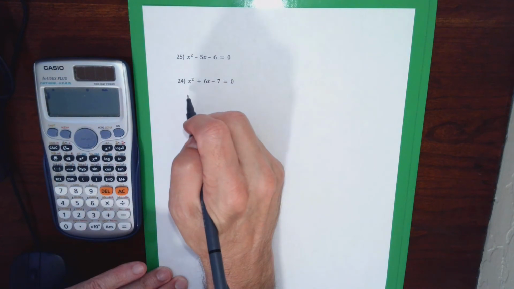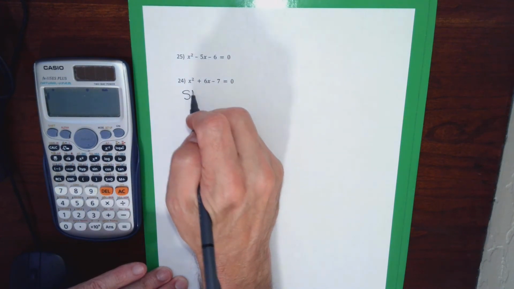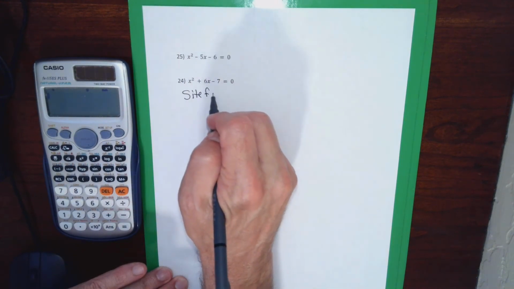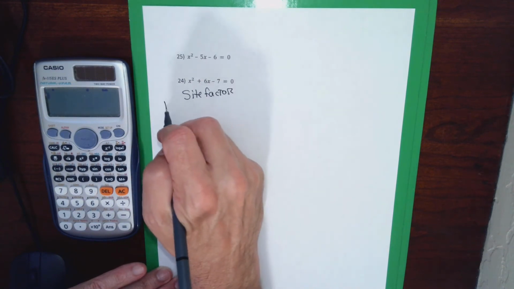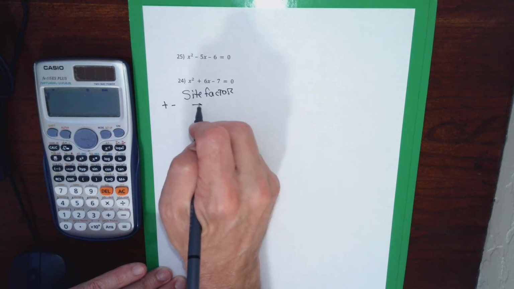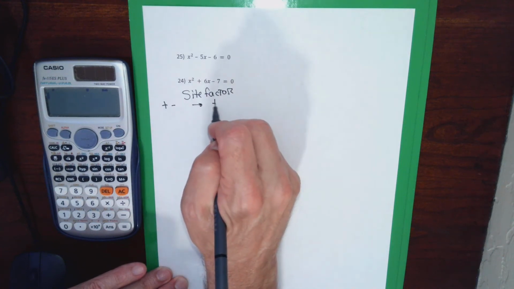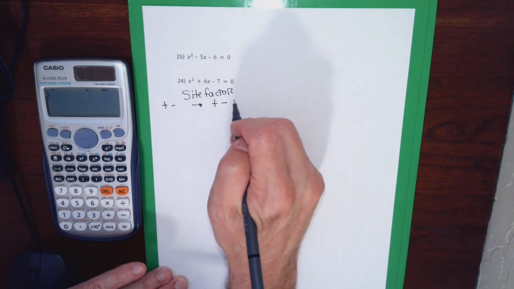In 24, I can also sight factor. In 24, because the original problem has a plus and a minus, my template says I'm looking for positive and negative numbers.